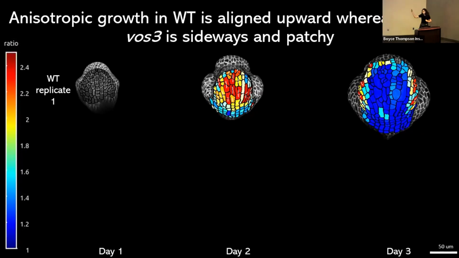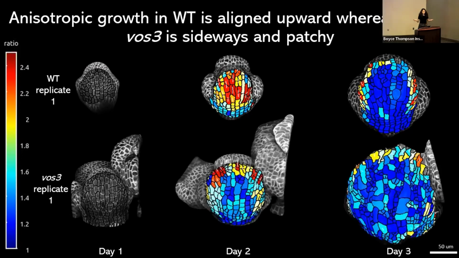The white lines on each cell represent the direction in which the cell is growing the fastest. So you can see that on day 2, we have a lot of anisotropic growth, and most of that is aligned upward as the sepal grows to cover the floral primordia. By day 3, there's much less anisotropic growth, and what anisotropic growth there is is along the edges of the sepal. There's almost none in the center.